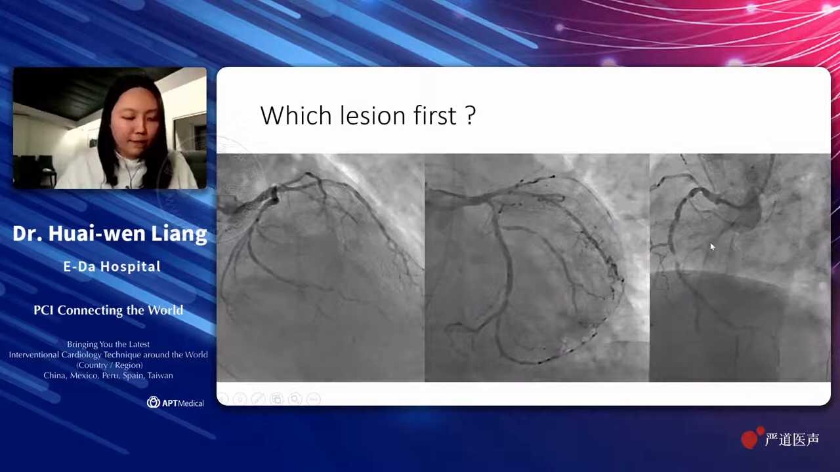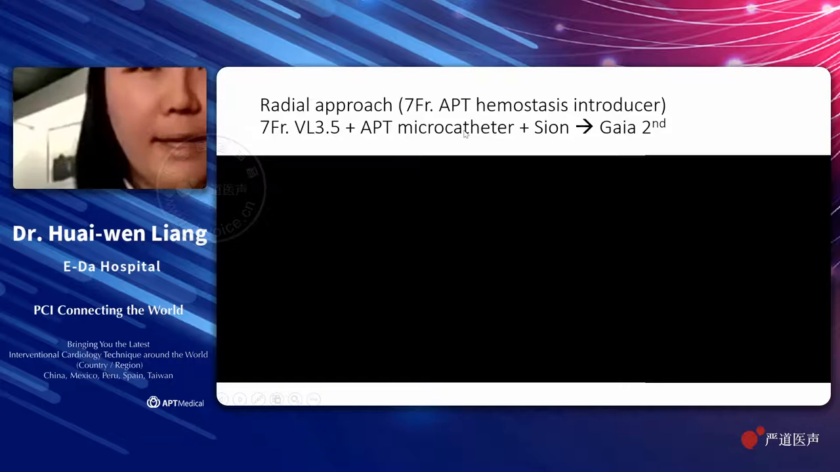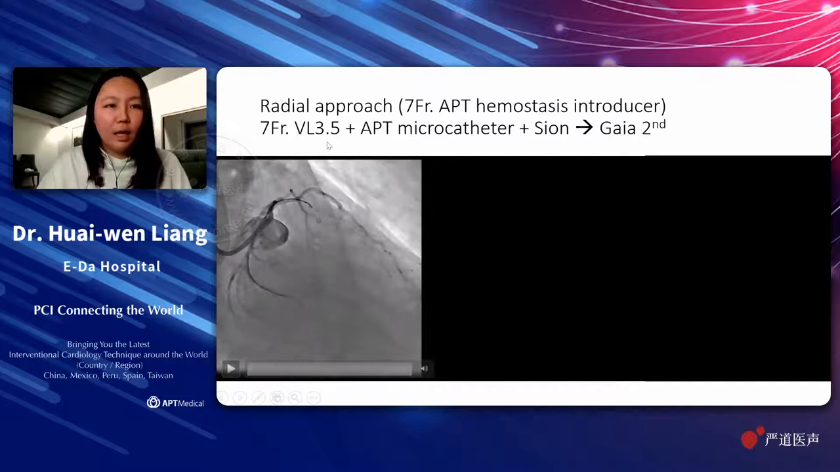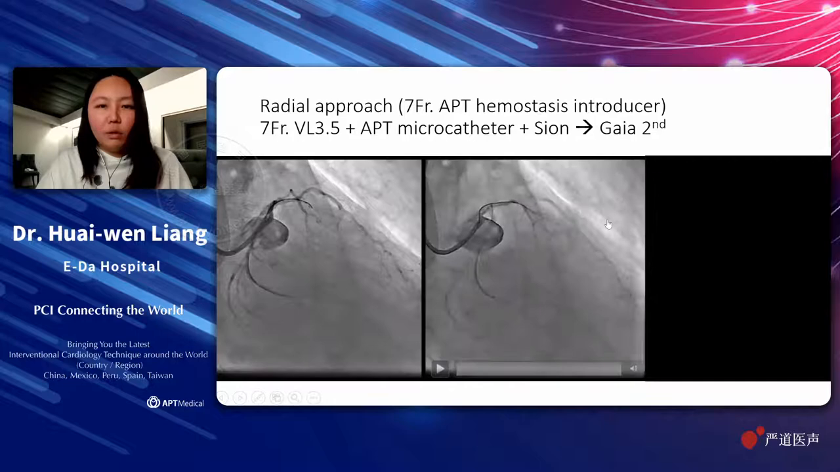So in this case, we used the hemostasis introducer. It was good because it could let you use separate French guiding catheters, even from a radial approach. And under a seven French guiding catheter, a microcatheter and a Xiang wire, our Xiang wire was stuck over here. So we changed to a Gaia Second. The total occlusion seems very sharp, so the Gaia Second wire crossed easily.